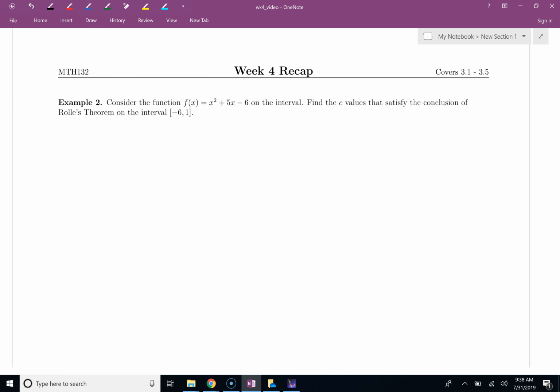Example number 2 here is a bit more straightforward as far as we have an equation. Again, we want to find C values, and in this case, they should satisfy the conclusion of Rolle's theorem. So Rolle's theorem, remember, is just a very special case of the mean value theorem. And you could say, well, why even bring up Rolle's theorem? I mean, if the mean value theorem trumps it, right? It covers Rolle's theorem. Why do we need Rolle's theorem?